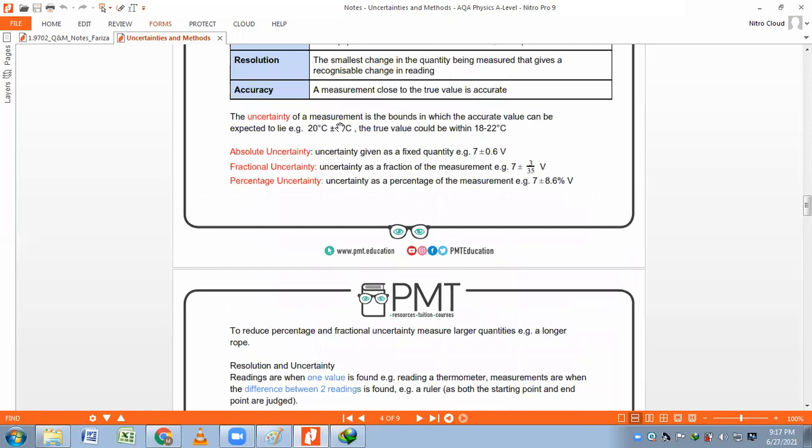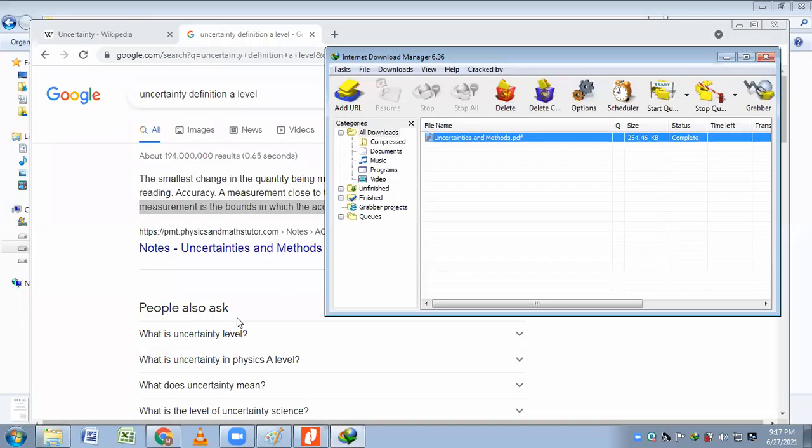The uncertainty of a measurement is the bounds in which the values can be expected to lie. It's the same definition. Uncertainty of a measurement is the bounds in which the accurate value can be expected to lie. The true value could be within 80 to 20. So yeah, Hassan, what you just said is correct. What I just said is actually less correct.